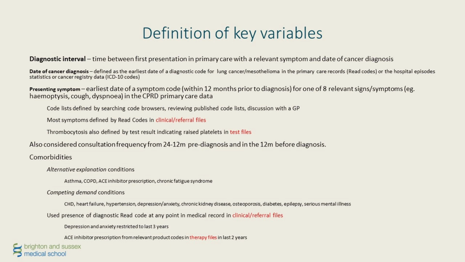For most of these, this was at any point in the medical record, so in the clinical and referral files, on the basis that they were chronic non-resolving conditions, with the exception of depression or anxiety, where we just looked at codes in the last 3 years because it can resolve, and ACE inhibitor prescription, where the last 2 years was taken to be the relevant time period.